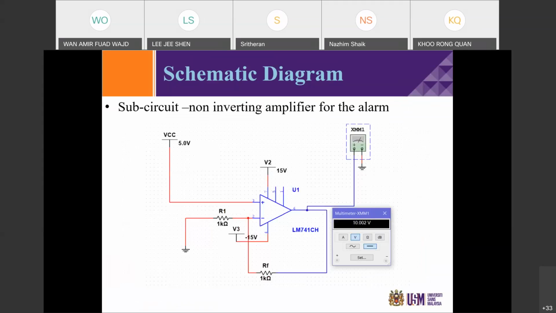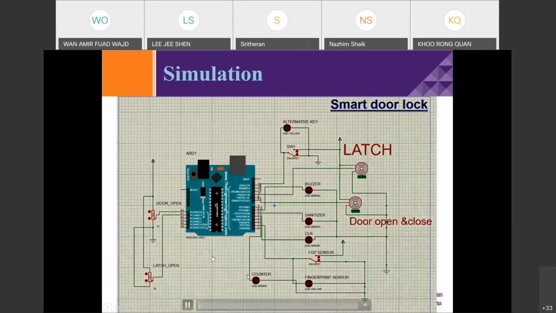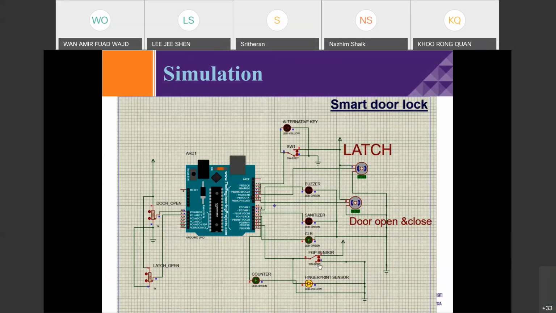Okay, thank you, Nazim. Good evening, sir. I am just going to show the simulation for this smart door lock. At first, if someone presses the fingerprint sensor, the counter starts to run. The clock has an input high so that the counter is able to run. After that, there will be a short sanitize session by the sanitizer. Then only the door will open.